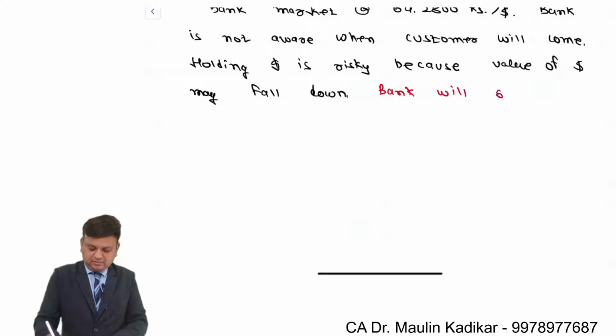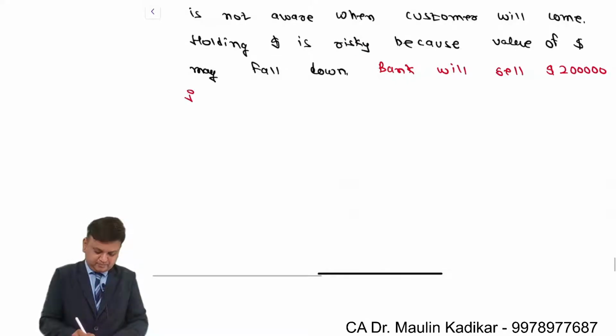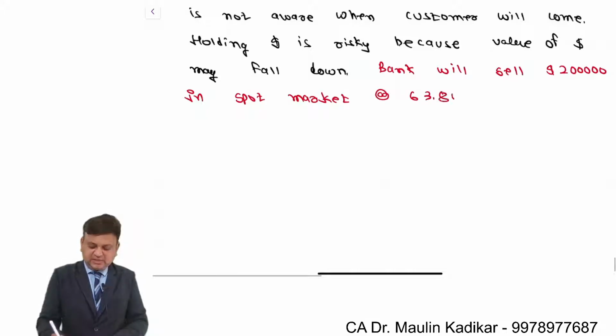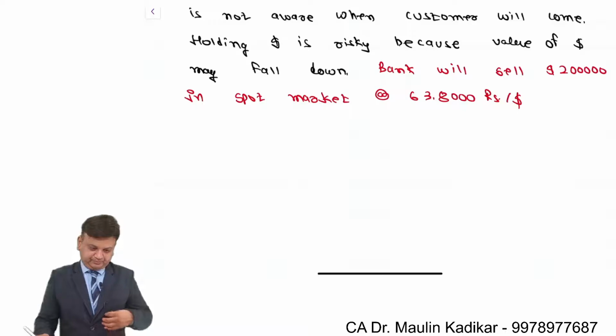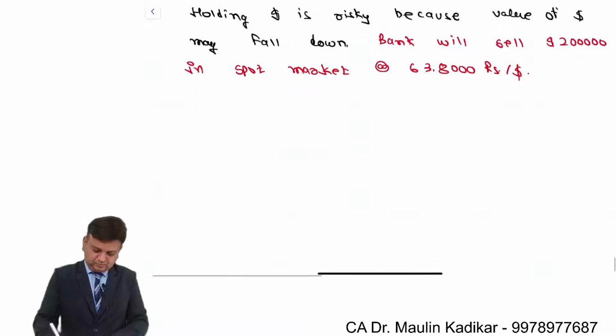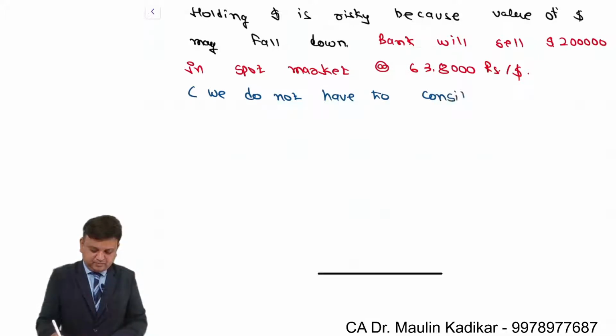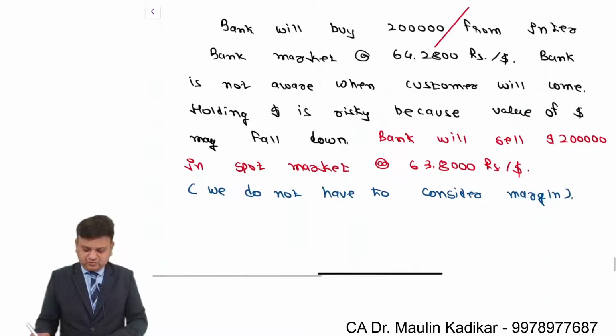Bank will sell dollar 2 lakhs in spot market at the rate of 63.80 rupees per dollar. In bracket write down, we do not have to consider margin. Full stop.